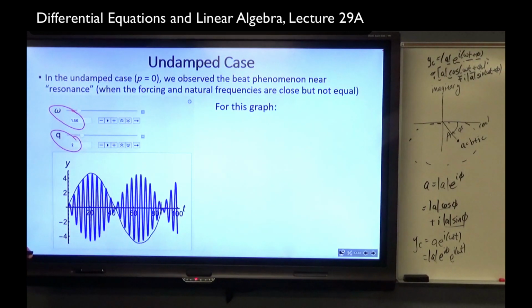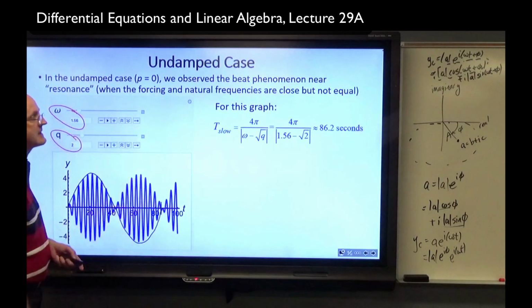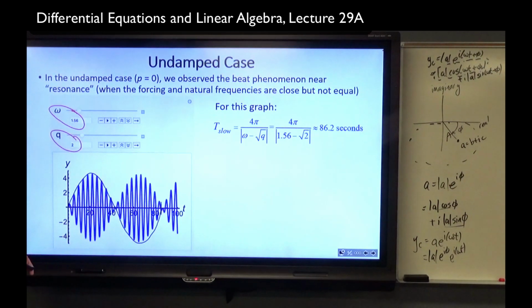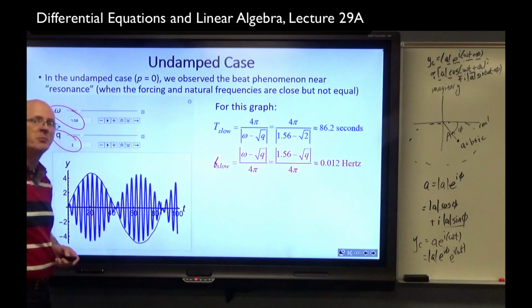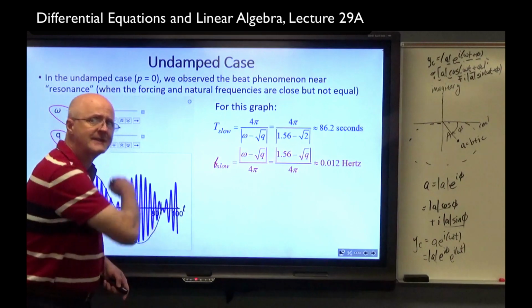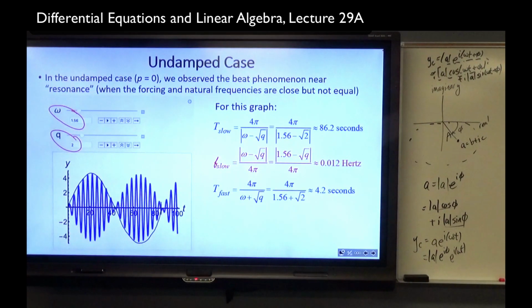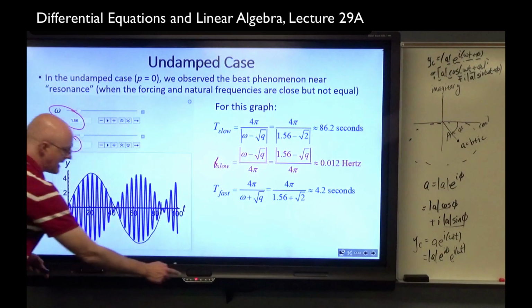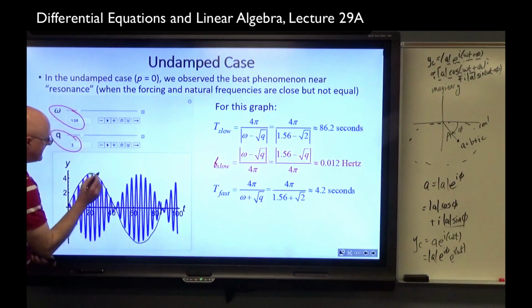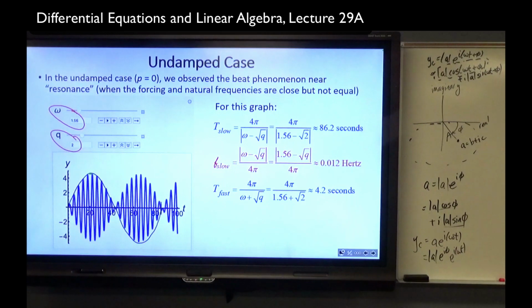For this graph that you see here, the period of the slow oscillation is about 80-something, 86.2 seconds, if time is in seconds. Its frequency is its reciprocal, 0.012 hertz, a very small number of cycles per second, 1.2% of a cycle per second for the slow oscillation. For the fast oscillation, the period is 4.2. The horizontal distance peak to peak is 4.2 approximately.